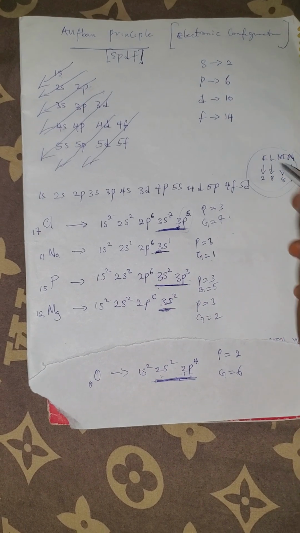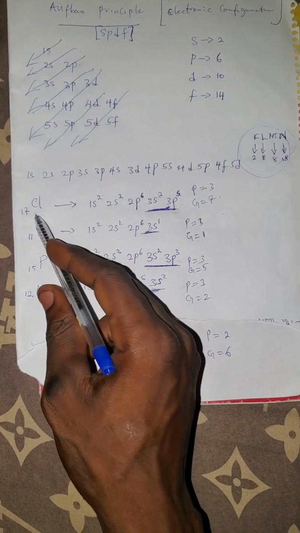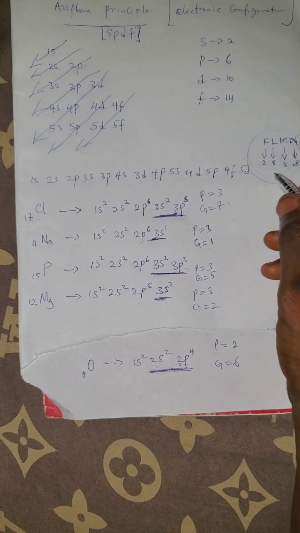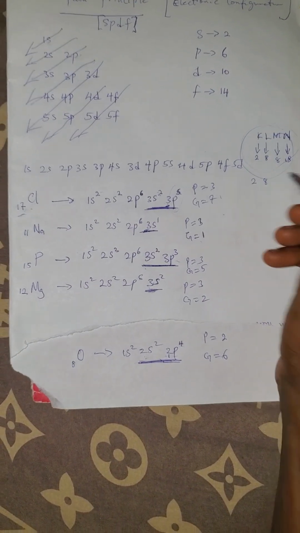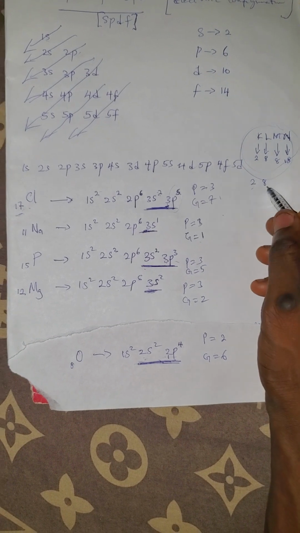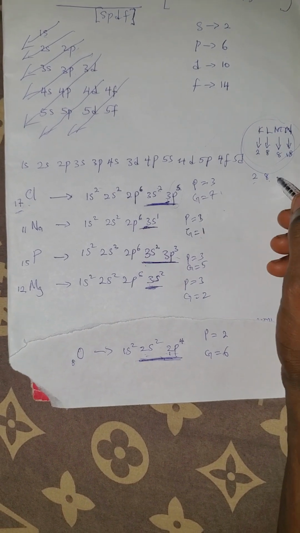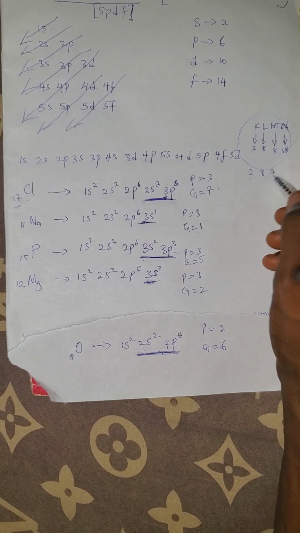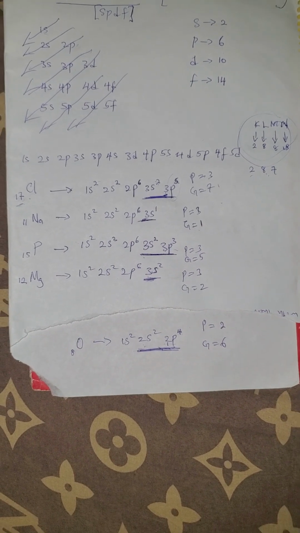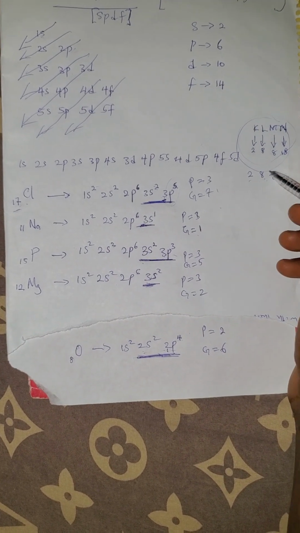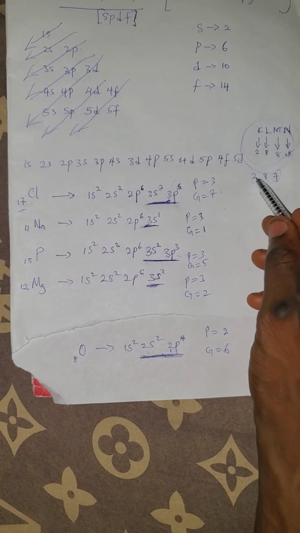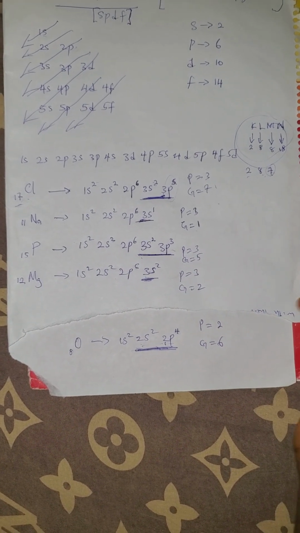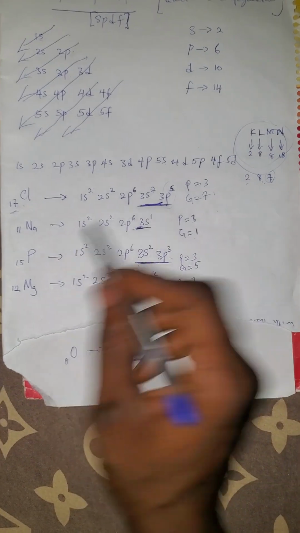Now, if I want to use this process to know the group and the period of the chlorine here, I'm going to 17. So that will be 2, the highest that this one can contain, 8. And don't forget that 2 plus 8 is 10. That means I have 7 left. That will be 2 plus 8 plus 7, that's 17. If you check this, the last number here represents the group. That means this belongs to group 7, and the period is 1, 2, 3. So that's period 3, but group 7.